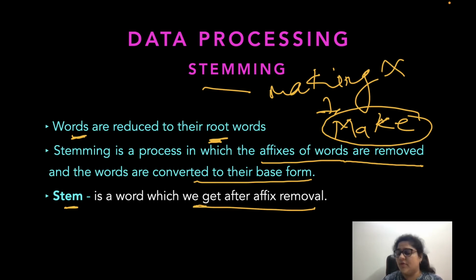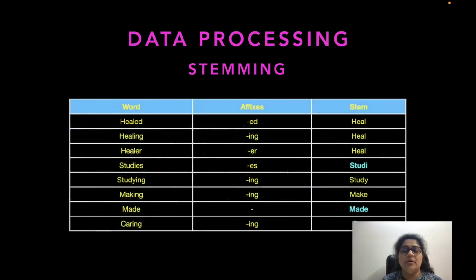Understood? Okay. So we'll move from here. Where are we reaching? We are reaching certain examples of stemming. I have demonstrated certain examples. I hope the process and what we understand from a stem is clear. So now we are reaching certain examples.